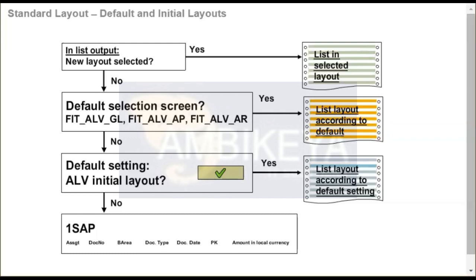You can select an alternative layout on the selection screen or once you are in the transaction. You can have the system store this information and use it the next time you enter the transaction. This setting is in the user editing options.